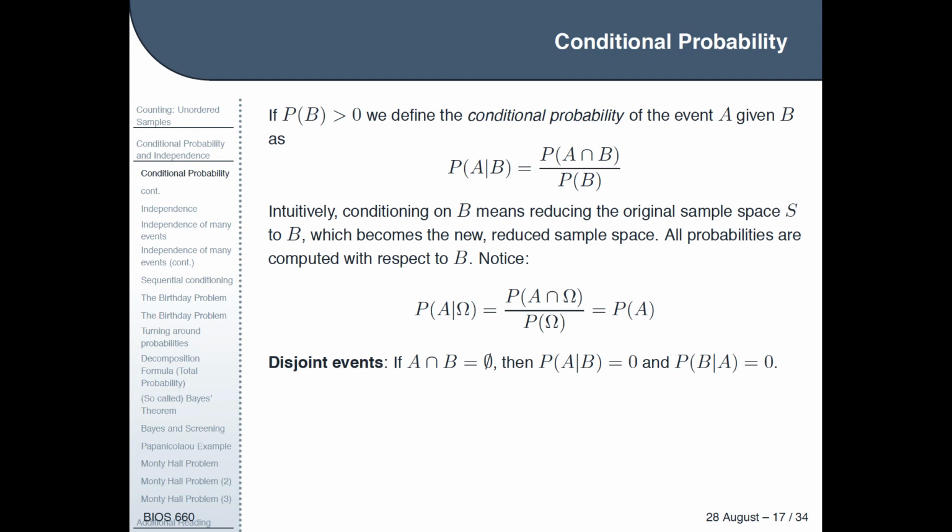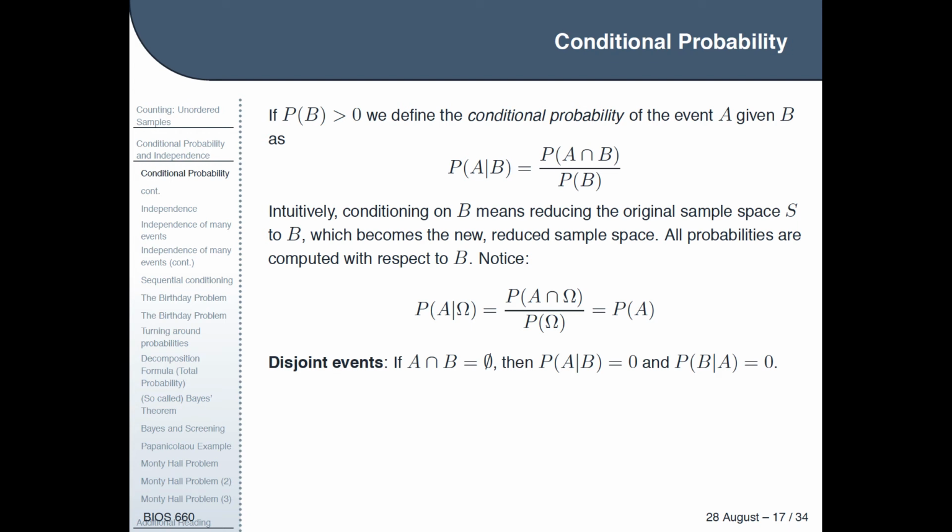This formula may be easier to see intuitively with a Venn diagram. Say the big box is our larger omega, and say this circle here is B, and then say there's this smaller event A within B. It doesn't necessarily have to be within B, but just for the sake of illustration, normally to find the probability of A, you would take the area of A divided by the area of your entire sample space.